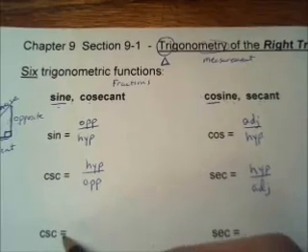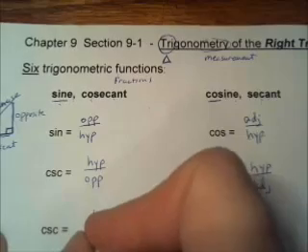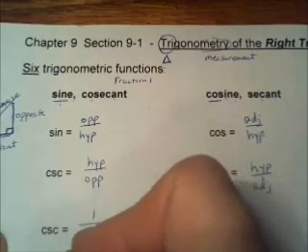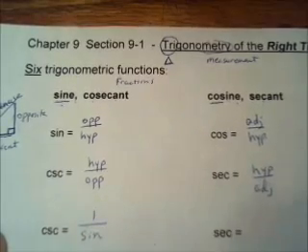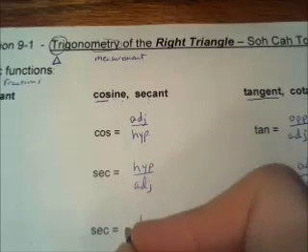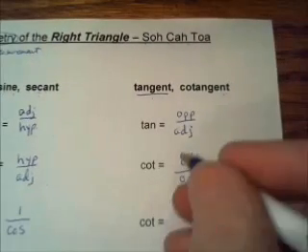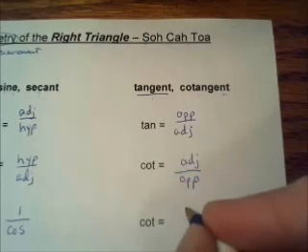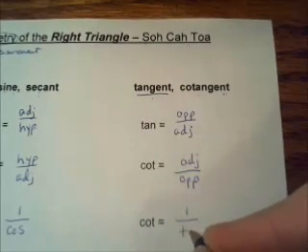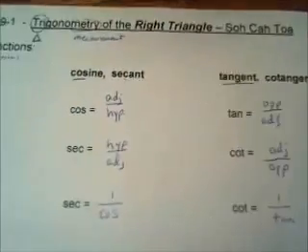Cosecant can be expressed one other way. Because it's the reciprocal of the sine, we can also call this 1 divided by the sine. And because secant is the reciprocal of the cosine, we can also call this 1 divided by the cosine. And the cotangent, reciprocal of the tangent, we can call this 1 divided by the tangent. So these are just the reciprocals of the original major functions.